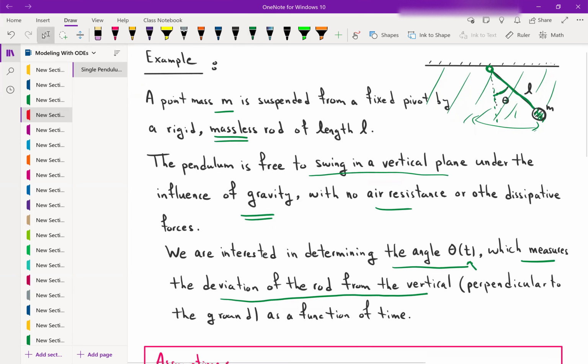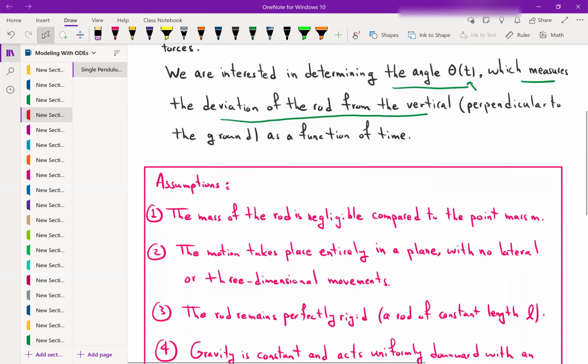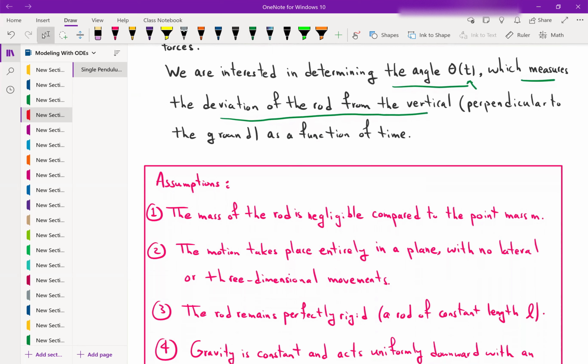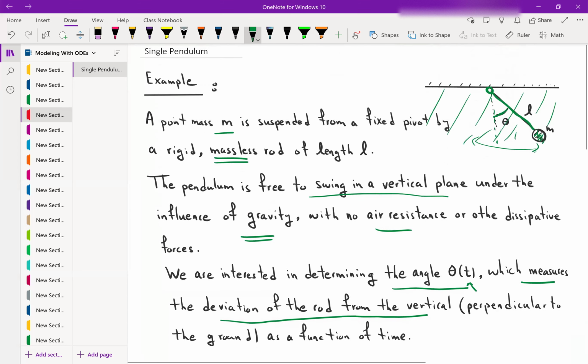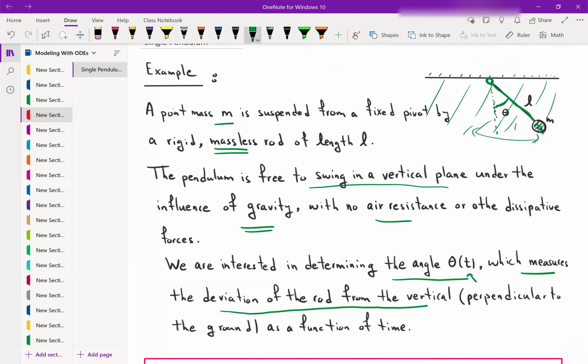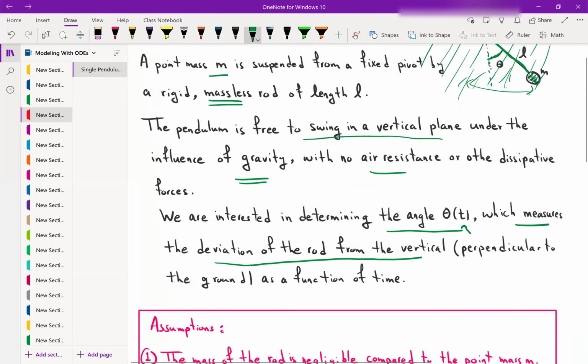That is our goal. So let me quickly go over the assumptions for this model. Some of them we went over, but I want to just emphasize them. So assumptions for this model: the mass of the rod is negligible compared to the point mass m, as we discussed. In a sense, we are assuming that the rod is massless. The motion takes place entirely in a plane with no lateral or three-dimensional movements. So we are assuming that the motion of this pendulum is inside this vertical plane. We're not going to consider the motion outside of the plane, coming out of the plane or going inside the plane in the third dimension.